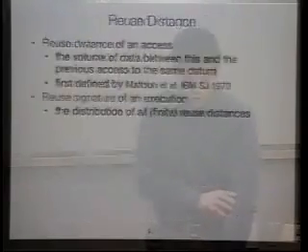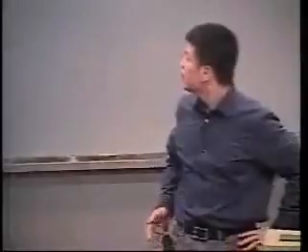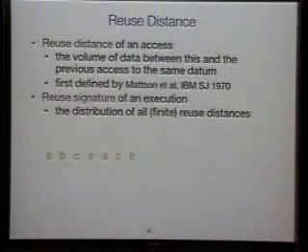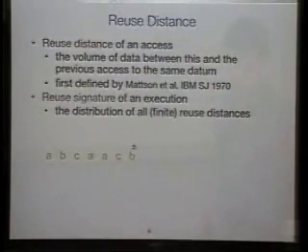The basic metric in behavior analysis that we use is called the reuse distance. Given a trace, for each memory access, the reuse distance is the volume of data between this and the previous access to the same data. It was first defined by Mattson and others at IBM in 1970. And then if I take the distribution of all the reuse distances, I call the histogram the reuse signature. For example, given this trace, the reuse distance of the second B is 2 because 2 distinct data elements are accessed between the previous access to B and the current one.